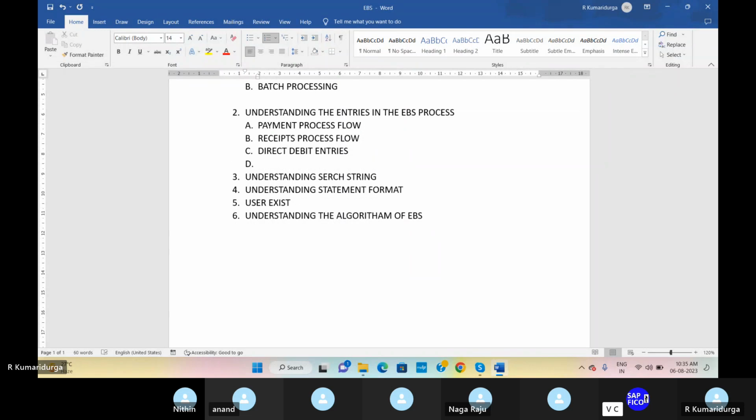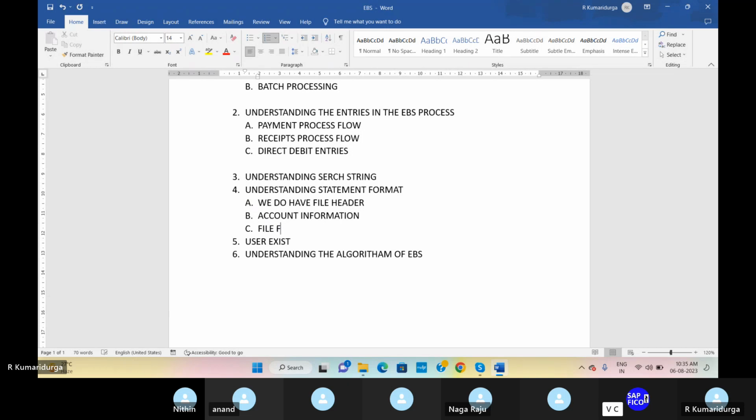The next one is understanding file formats. Understanding statement format is nothing but understanding file formats. Under the fourth point, understanding the statement format, put an A: we have the file header. The next one, B, is account information. And the C point is file footer.